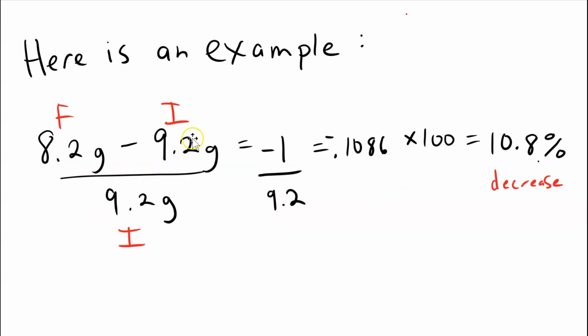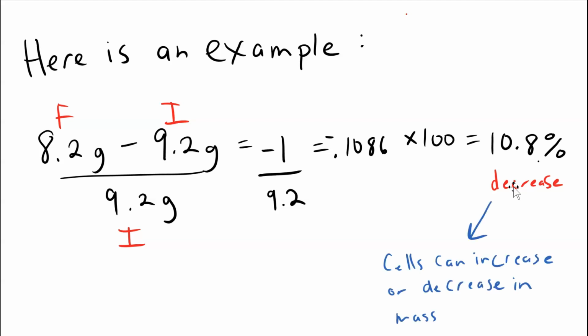For example, if your initial mass is 9.2 grams and after 1 hour's time, your final mass is 8.2 grams, that means you've lost 1 gram. When we divide that by the initial mass of 9.2 grams, you'll get this number, which multiplied by 100 will give us 10.8%. Now that is a 10.8% decrease because our mass has gone down. I say this just to remind you that the mass of these artificial cells can increase or decrease depending on where osmosis is going to occur. Osmosis might bring water into the cell, or it might bring water out of the cell.